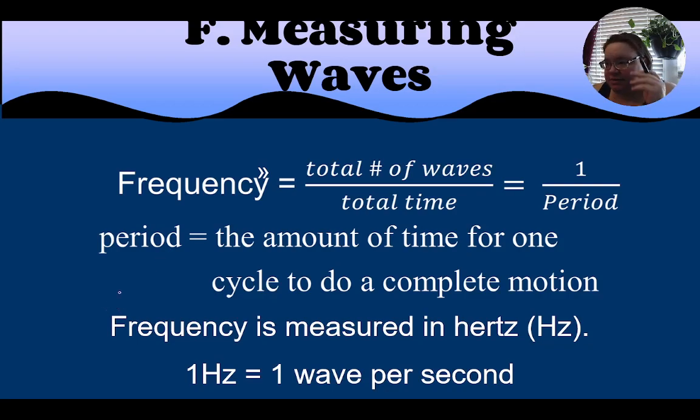Again, frequency is measured in hertz. Period is measured in time. So we can easily go from one to the other. If I put 1 over my period, I will get the number of waves per time. Or if I take the number of waves per time, I would get 1 over period.